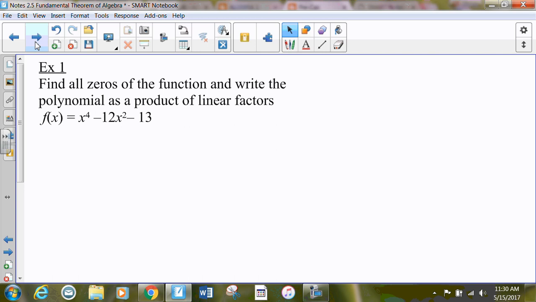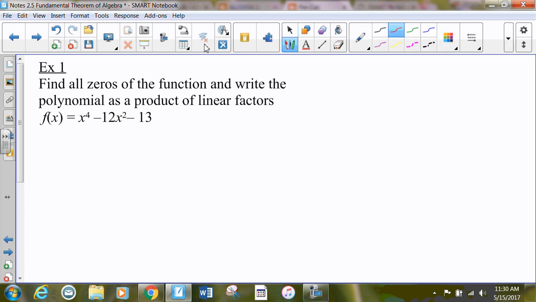Example 1: find all zeros of the function and write the polynomial as a product of linear factors. All right, so when I'm looking at this, I'm like, oh gosh, do I have to do my P's and Q's? This looks confusing. And then I'm like, oh, wait a minute, this follows a similar pattern to quadratics, right? We see a 4 and we see a 2. This reminds me of a quadratic.